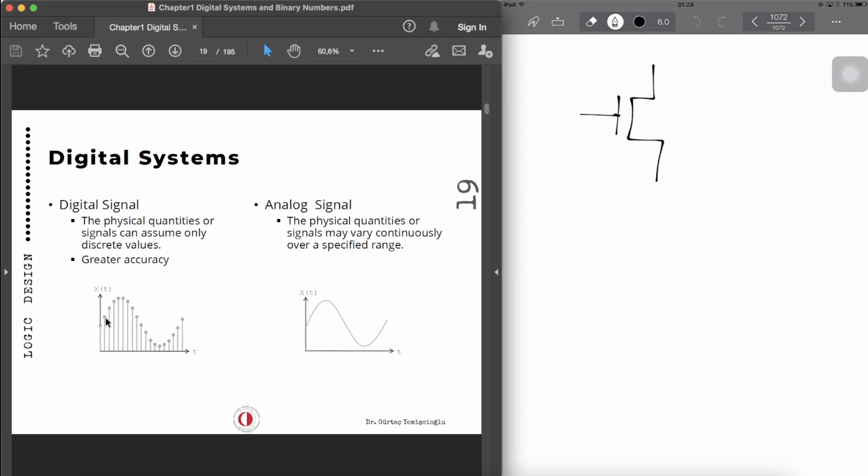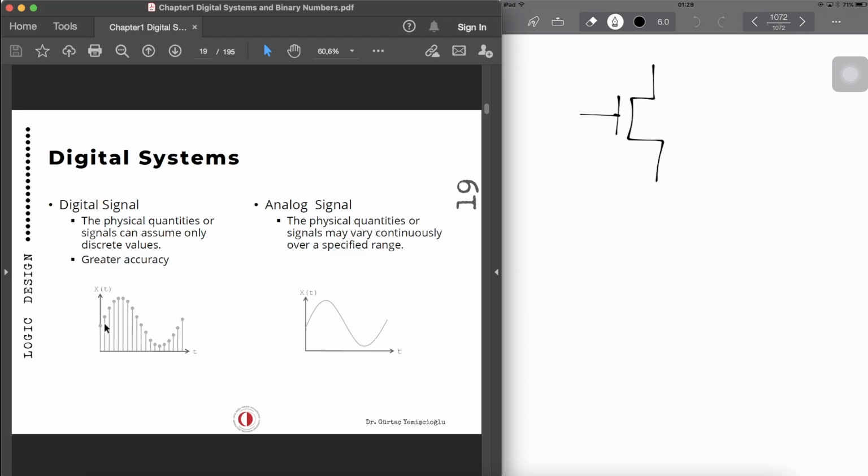In digital, we have discrete values. We know exactly what this point is. But in analog, it's continuous and we just guess the closest guess that we can have. Okay, so the physical quantities or signals may vary continuously over a specified range. So digital signals give us a greater accuracy.